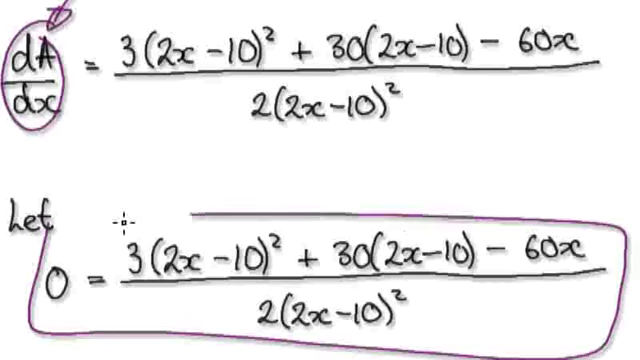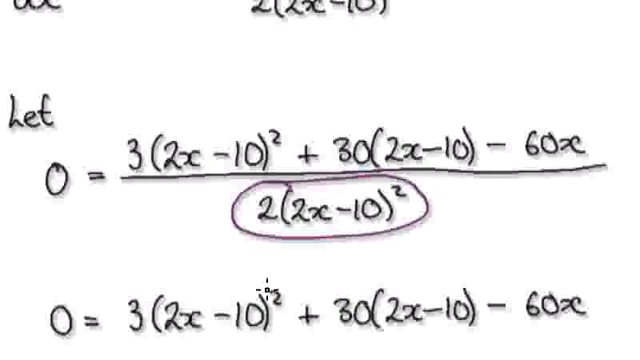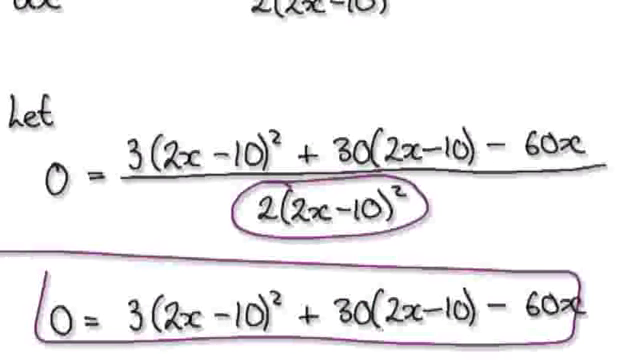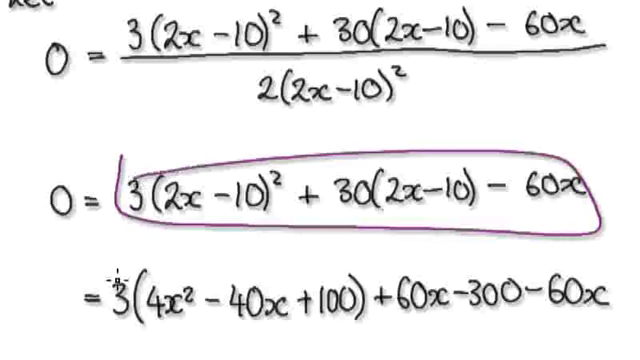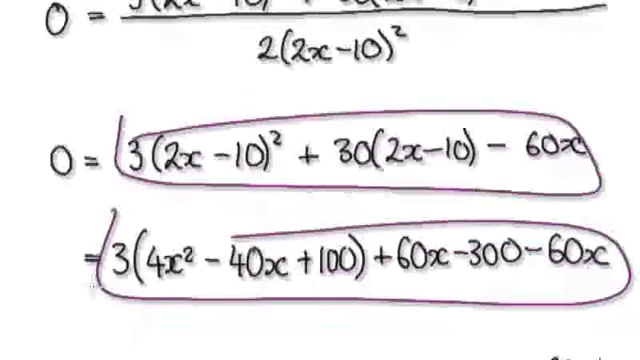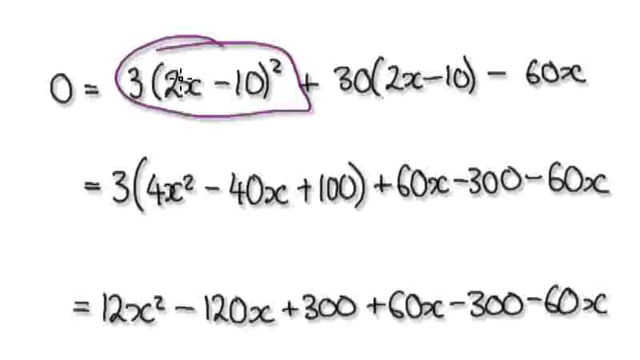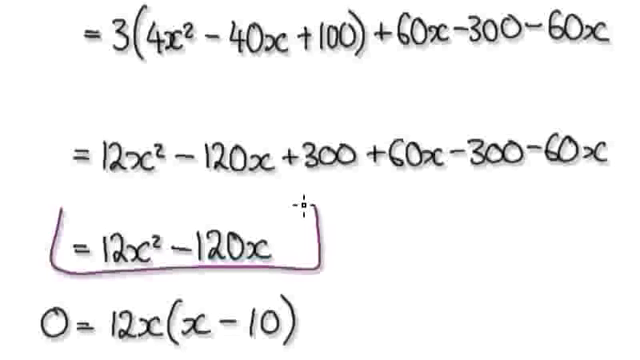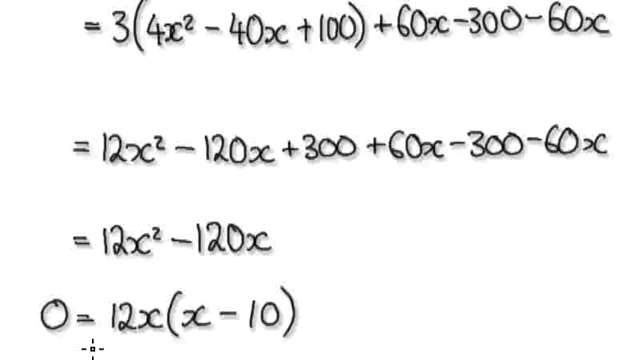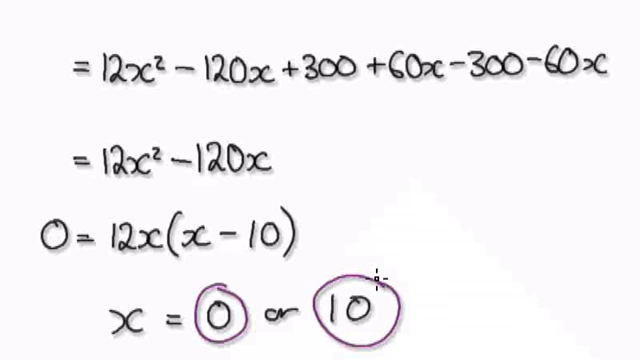Because we want to find out where the gradient will be 0, let's times both sides by this bit here. That will then take us to this. Okay, and then from here, multiply everything out. It will then give you this. Tidy up, and it will then give you this. And then when you multiply this out, everything simplifies to this. Okay, so when you get to this stage here, you'll factorize it. The gradient will be 0 when x equals 0 or when x equals 10.